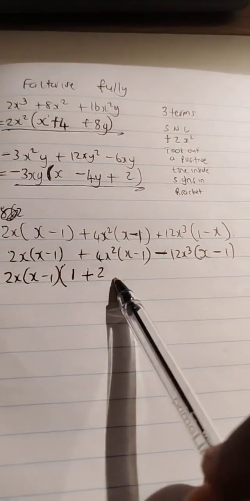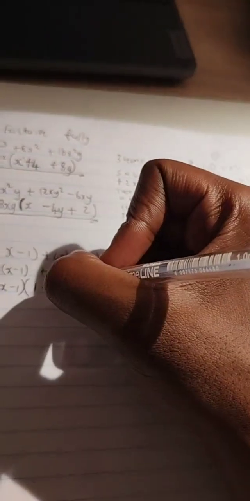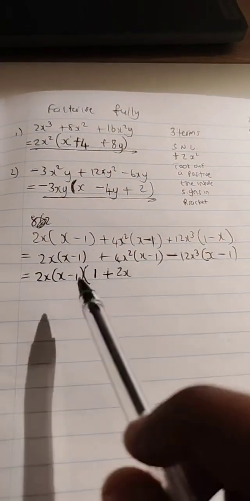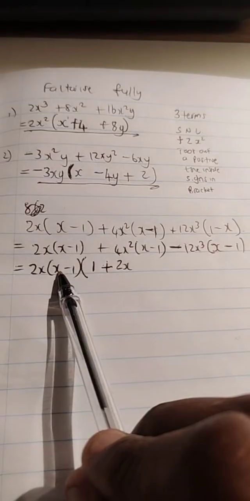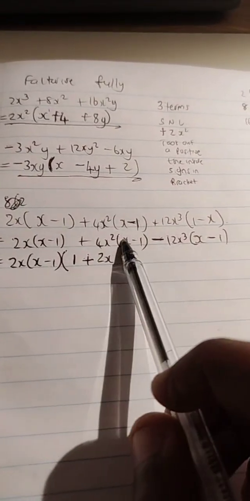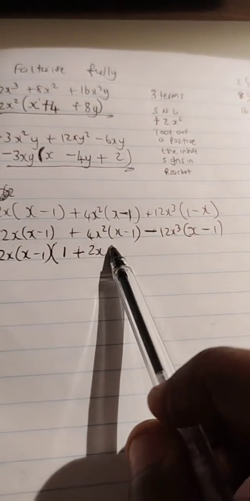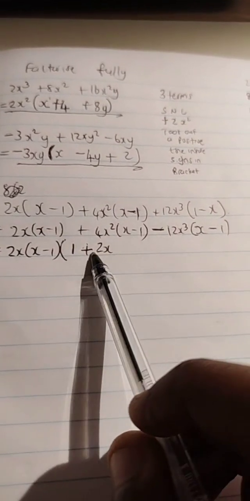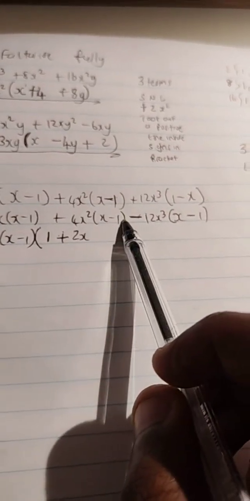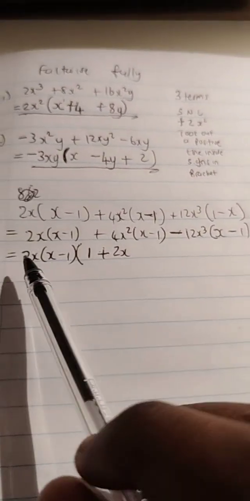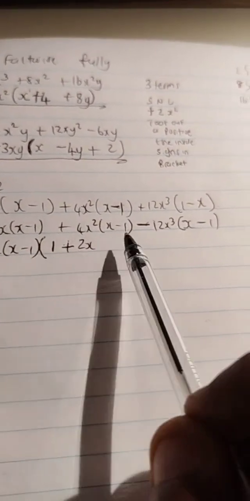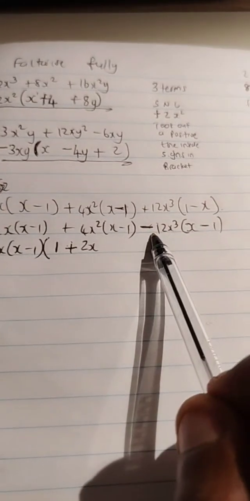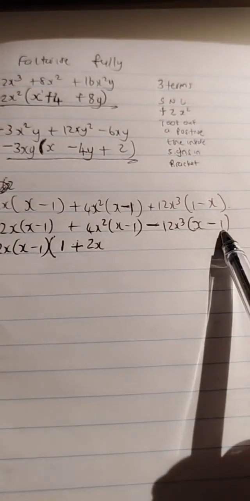X times what is x squared? That is x. We took out the x minus 1 is there, and we need x minus 1 at the end. Do we need to have another x minus 1 here? Definitely not, guys. So that means 2x is the remaining thing for the middle term. Then 2x into x minus 1 times what gives us negative 12x cubed into x minus 1.